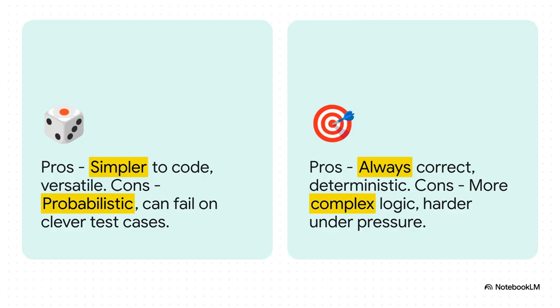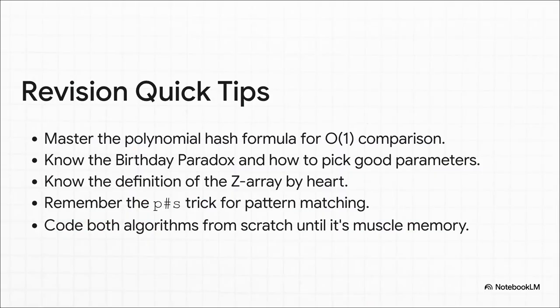The Z algorithm, on the other hand, is your heavy-duty precision instrument. It's a bit more complex to implement, especially under pressure, but it is guaranteed to be correct 100% of the time. Okay, quick revision time. Here's what you absolutely have to lock in. For hashing, master that O(1) formula and know exactly how to pick good parameters to avoid collisions. For the Z algorithm, you need to know the definition of the Z array cold, and don't forget the P-hash trick. But honestly, the best advice is to code both of these from scratch, over and over until it's pure muscle memory. That's how you walk into an exam with confidence.